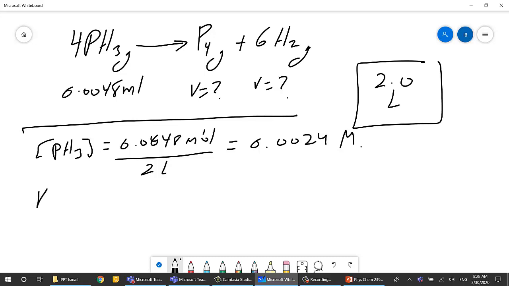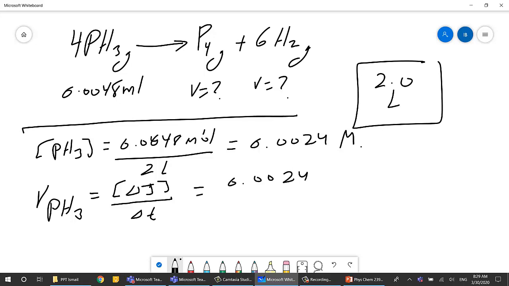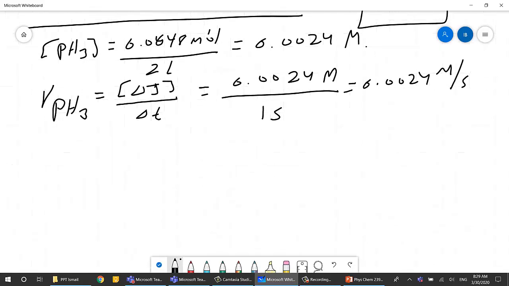Then the rate of PH3 is equal to delta concentration over delta time. He says it's changing by this value every second. That means this is the change, so it's 0.024 molar, or mole per liter, divided by 1 second, so you get the same answer, which is 0.024 molar per second. So this is the units of rate.